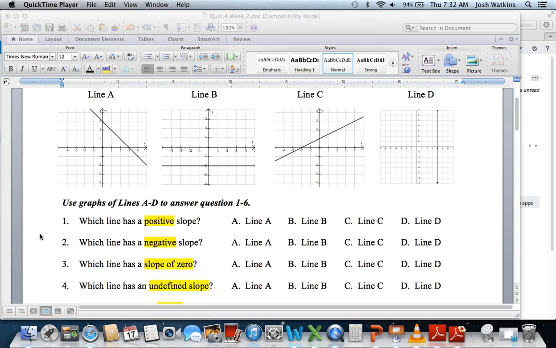Number 3, which line has a slope of 0? And remember the calculator trick we went over in class the other day. Number 4, which line has an undefined slope? Again, remember the calculator trick we went over the other day in class when you type in the slope.